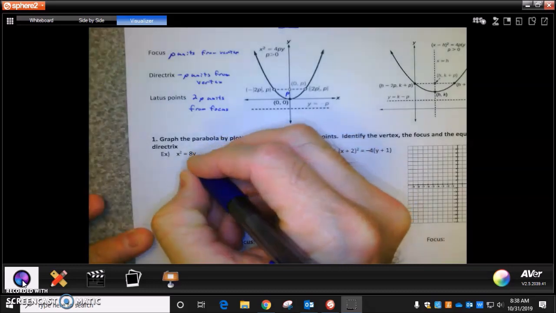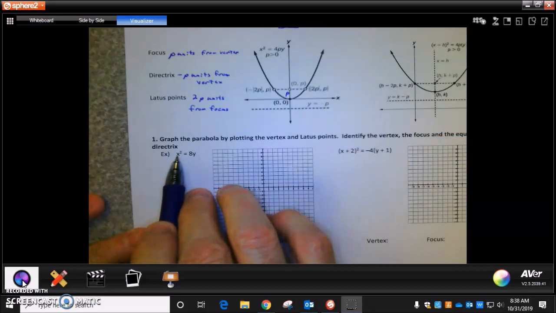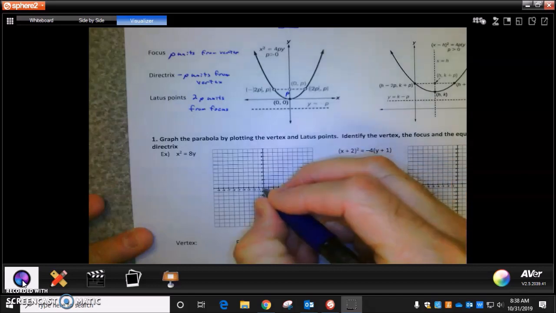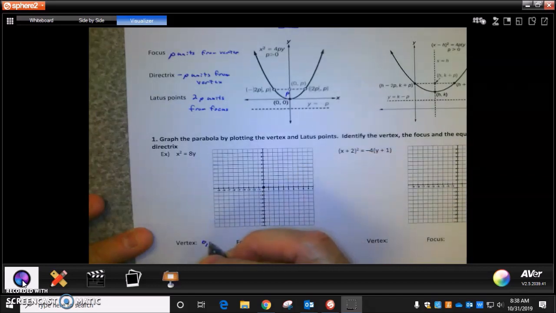The first thing I do is, well, I could do a couple of things first. First thing I may notice is that because there's no numbers attached to the x and the y, this vertex is at the origin. Okay, so I'm going to go to the origin. That's my vertex, 0, 0.